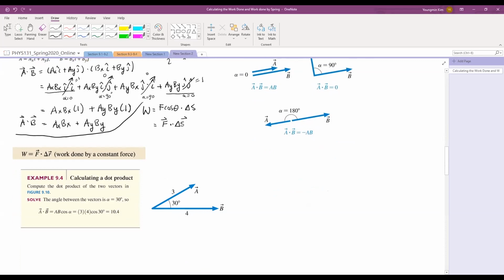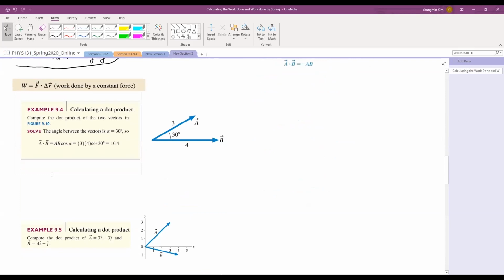So let's take a look at this simple example, calculating a dot product. You have A with magnitude 3, B vector with magnitude 4, and the angle between them is 30 degrees. So A dot B is simply the magnitudes of A and B times cosine 30 degrees. So 3 times 4 times cosine 30 degrees. That's A dot B. Okay?